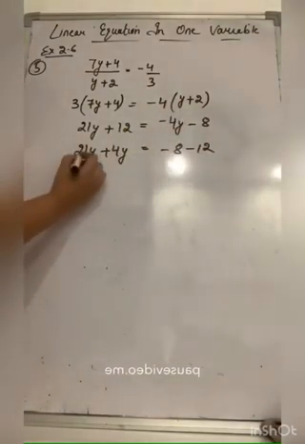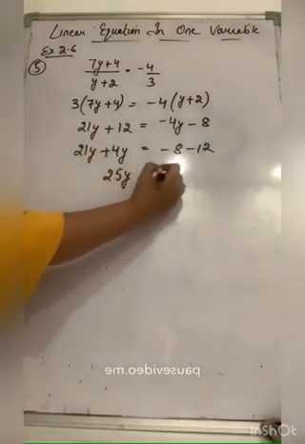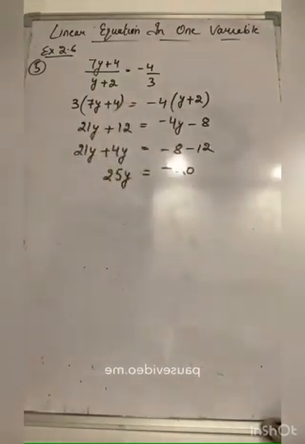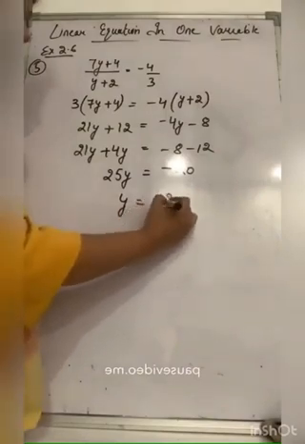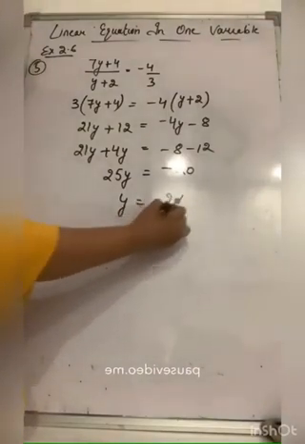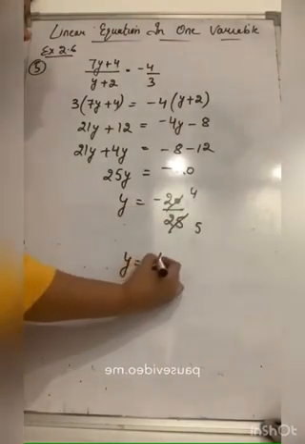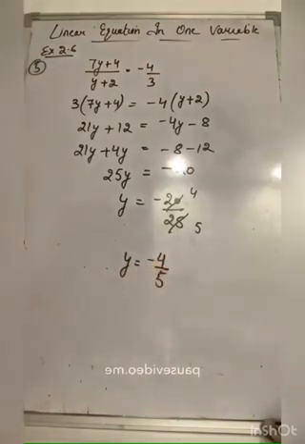So now 21y plus 4y is 25y, minus 8 and minus 12 is minus 20. y is equal to minus 20 divided by 25. 5 fours are 20, 5 fives are 25. So the value of y is minus 4 by 5.